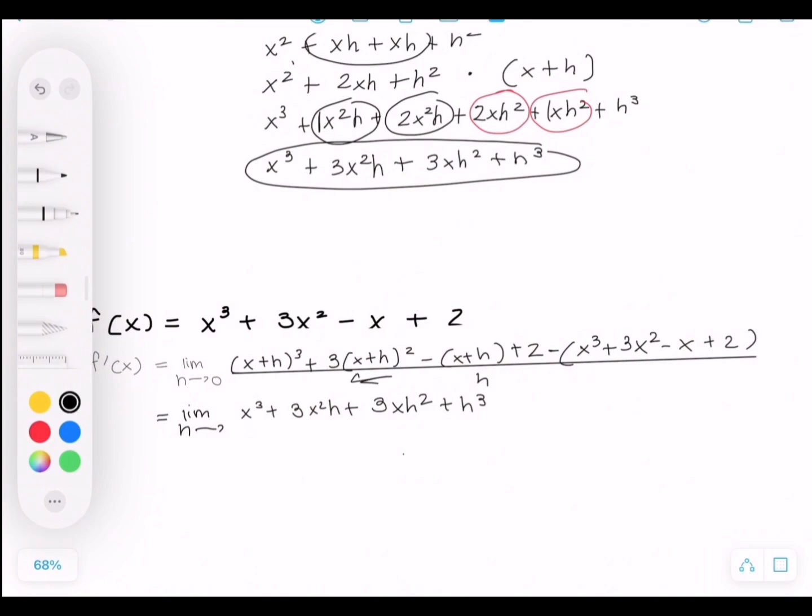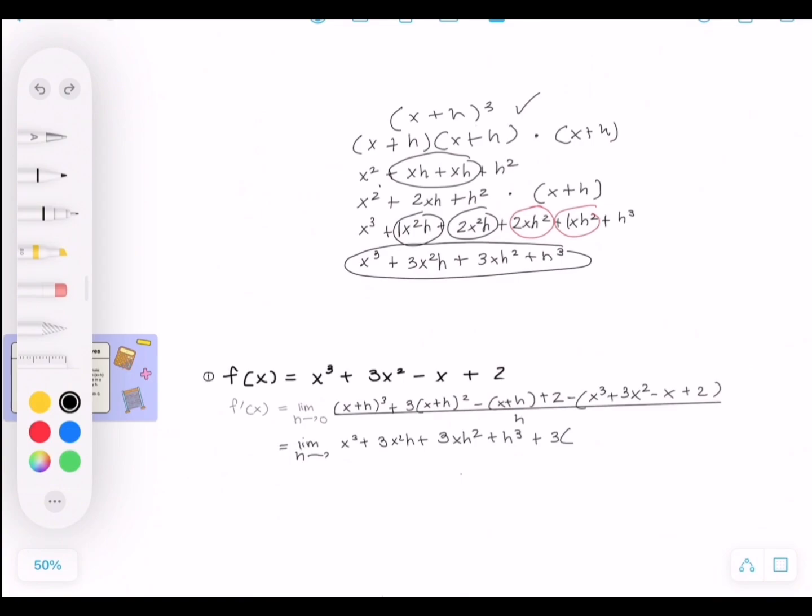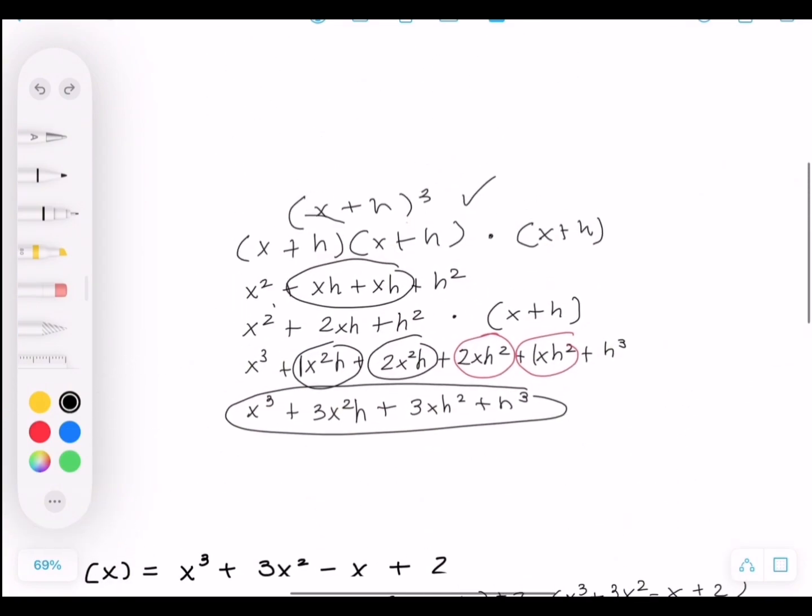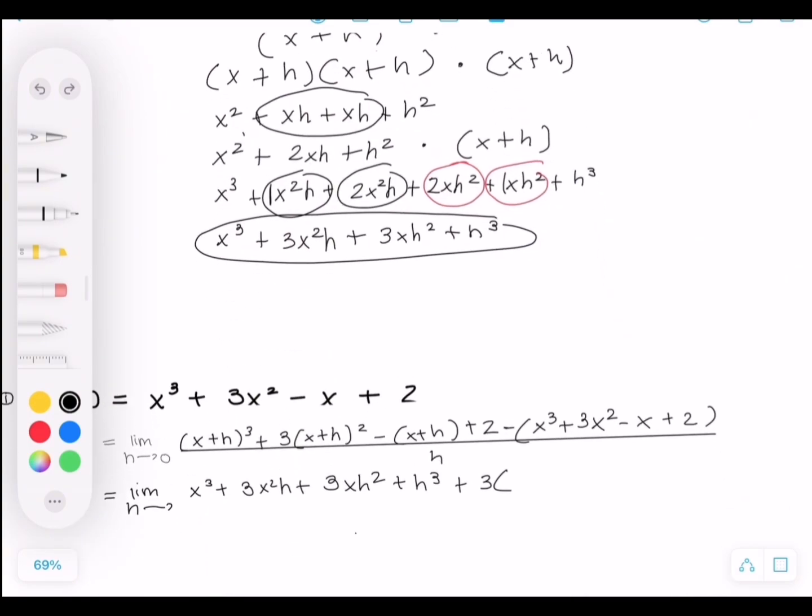So you have this again. Plus 3 times x plus h raised to a power of 2. So that's the square of a binomial. We already solved that earlier. As you can see here, this is what I meant. Our answer earlier was this. So we copy that: x squared plus 2xh plus h squared. Then we will be moving on to here.